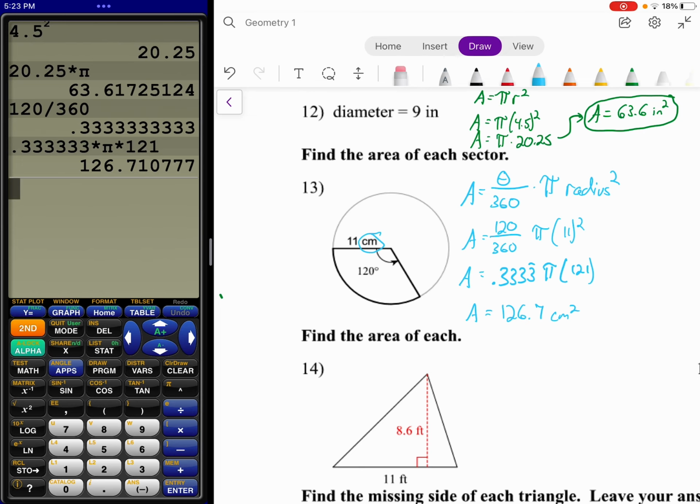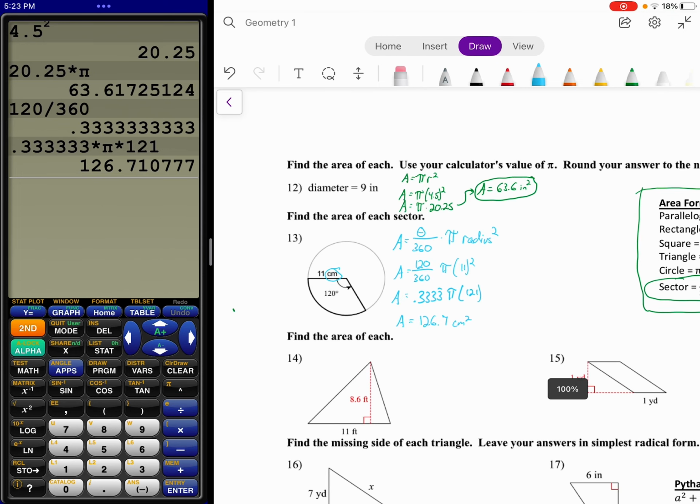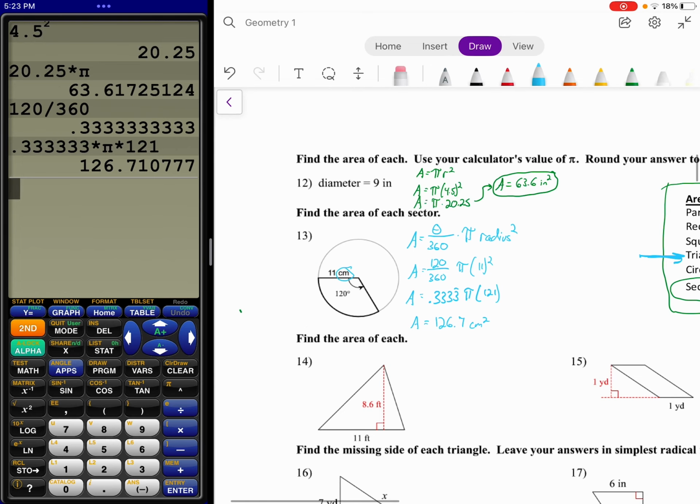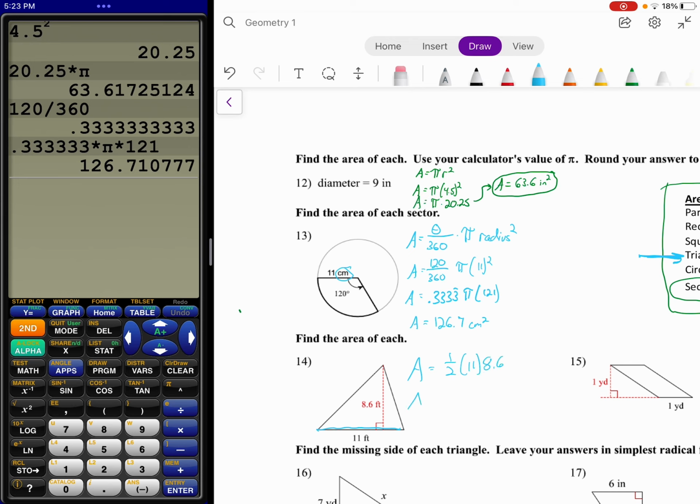Number 14, that's a triangle. We know that the area of a triangle is 1/2 base times height. So area equals 1/2. Base and height are always perpendicular. So if 11 is the base, 8.6 is the height. Well, we'll go over to our calculator. We know 1/2 is just 5/10 or 0.5. So 0.5 times 11 times 8.6. Our area is 47.3 feet squared.